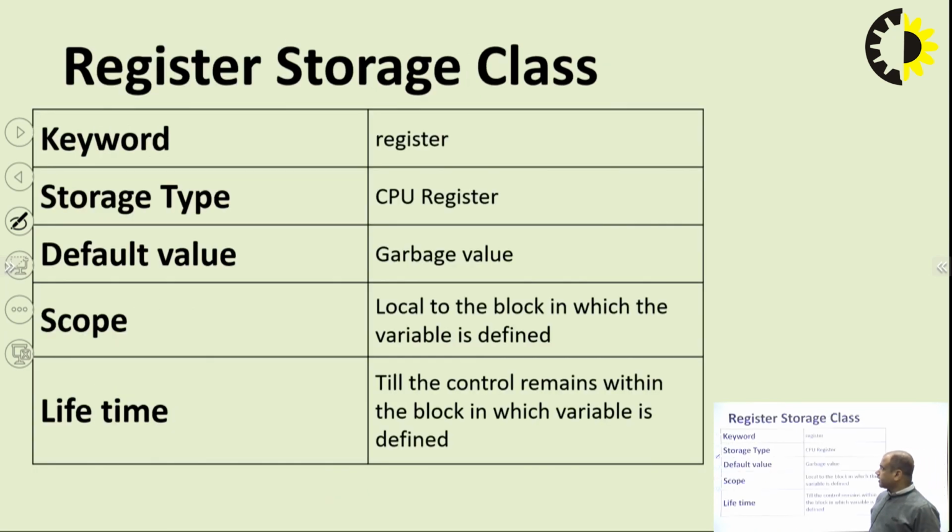Second type of storage class is register storage class. The keyword used for register storage class is register. The storage type will be in the CPU register. Default value is the same as in automatic, that will be garbage value. Scope is local to the block in which the variable is defined. Lifetime is till the control remains within the block in which the variable is defined.